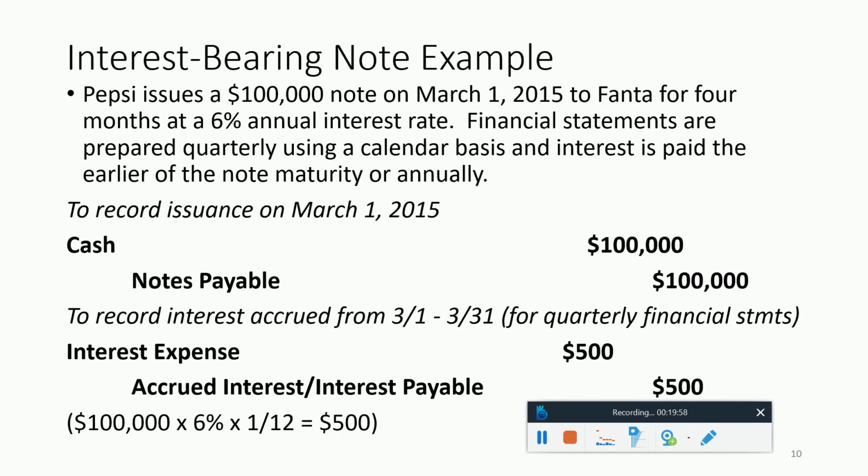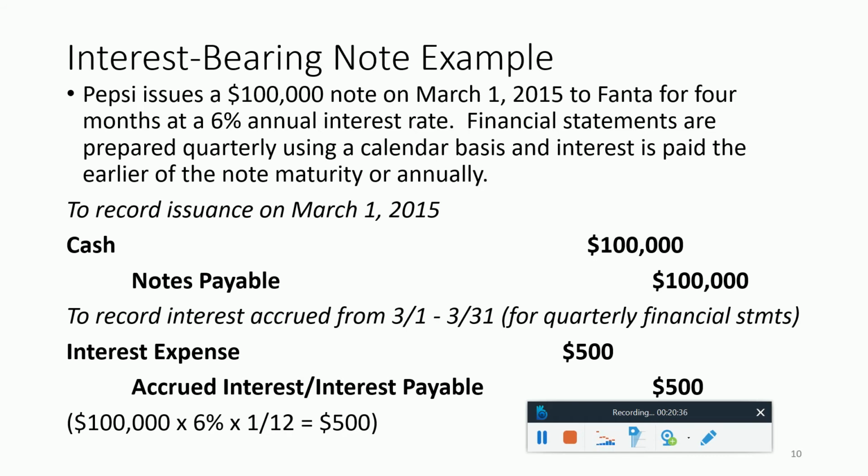So now let's take a look at an example of an interest-bearing note. Pepsi issues a $100,000 note on March 1st of 2015 to Fanta for 4 months at a 6% annual interest rate. So if we just stop there for a minute, Pepsi is the lender and Fanta is the borrower. We're also told that financial statements are prepared quarterly using a calendar basis, and interest is paid at the earlier of the note maturity or annually.